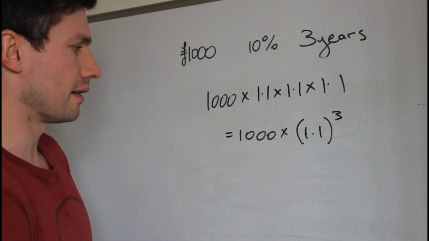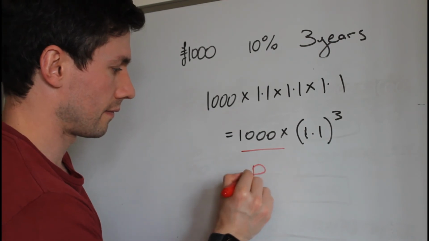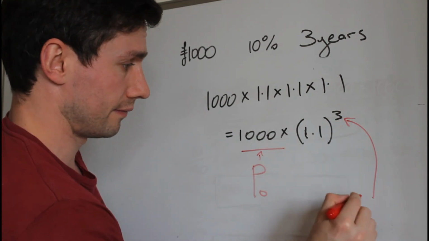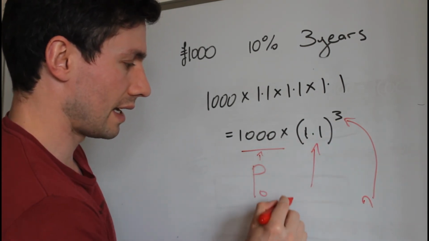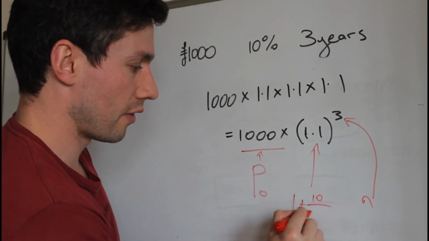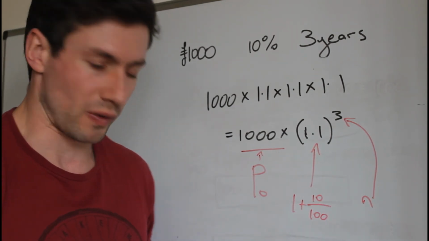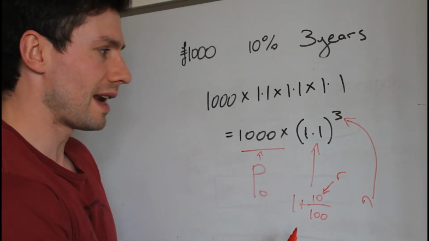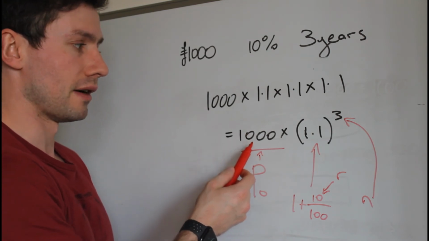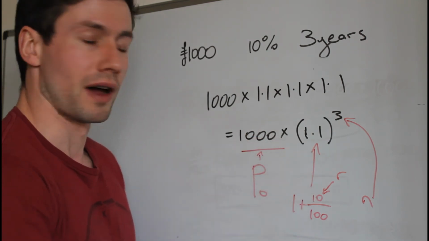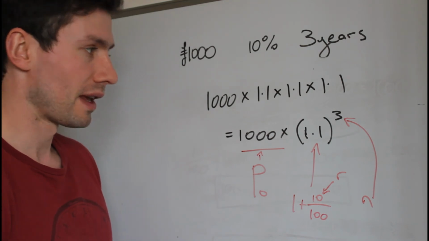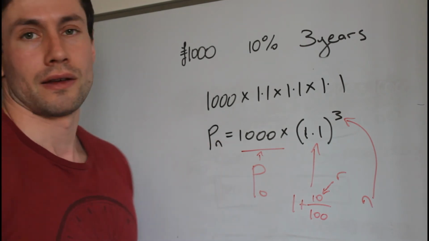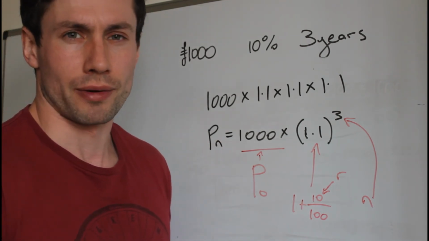This 1,000 here is P0. This 3, sorry, is n. And this 1.1 is 1 plus 10 over 100. 10 over 100 is 0.1. And the 10 is r. We can therefore clearly see that this is P0 times 1 plus r over 100 to the power of n, giving us the final amount, Pn. And this completes our formula for compound growth.